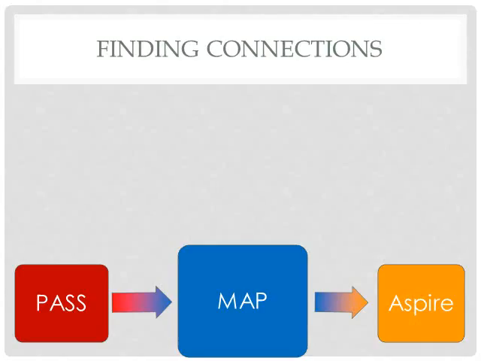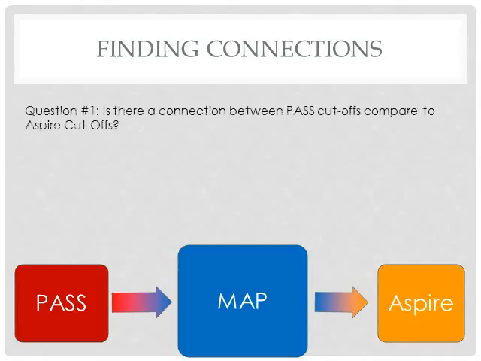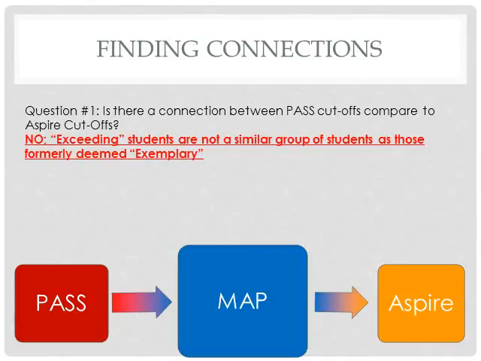So the next step is in finding connections between these two tests, between PASS and Aspire. And MAP really is the common theme when we're finding connections. So question number 1: is there a connection between PASS cutoffs compared to Aspire cutoffs? The answer is no. So you cannot use exceeding students. They are not a similar group of students as those formerly deemed exemplary. That's not going to work.